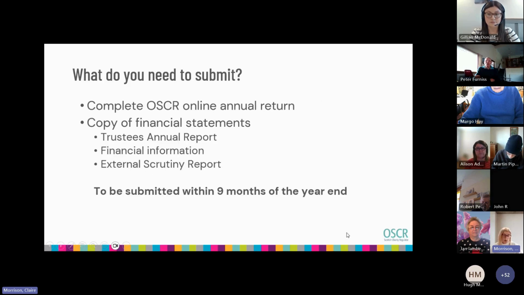So what do you need to submit to OSCR? Every year, you're required to complete the OSCR online annual return, which asks some questions about the charity. With the annual return, the charity must upload a set of their annual accounts for the year, and this will include the trustee's annual report, financial information, and the external scrutiny report. The annual accounts must be filed with us within 9 months of the financial year end, so it's really important that you start to consider this as early as possible after the year end to allow for everything to be organised and completed in time.